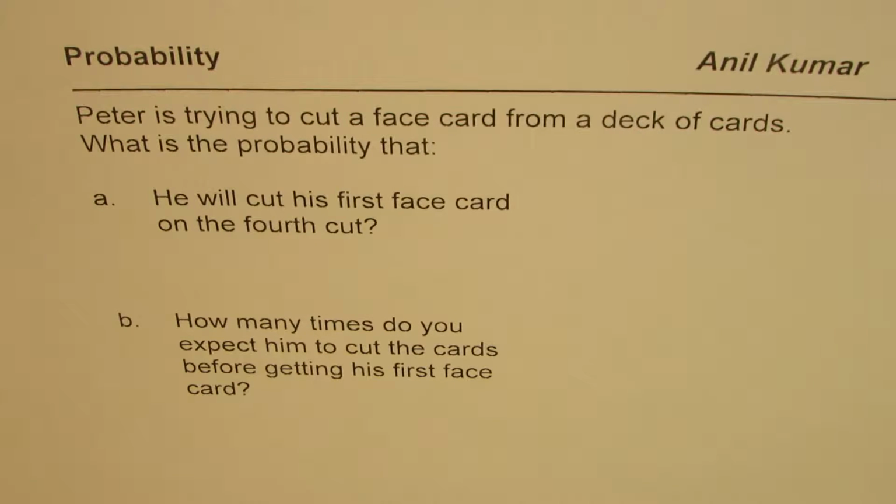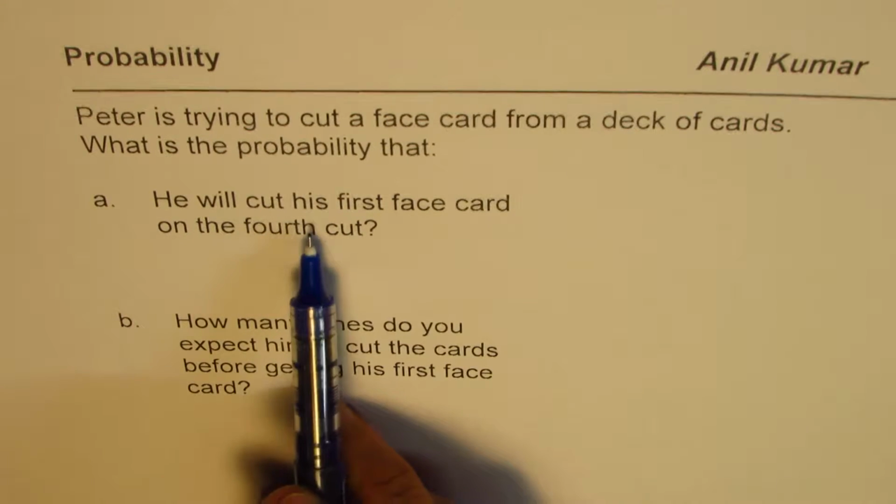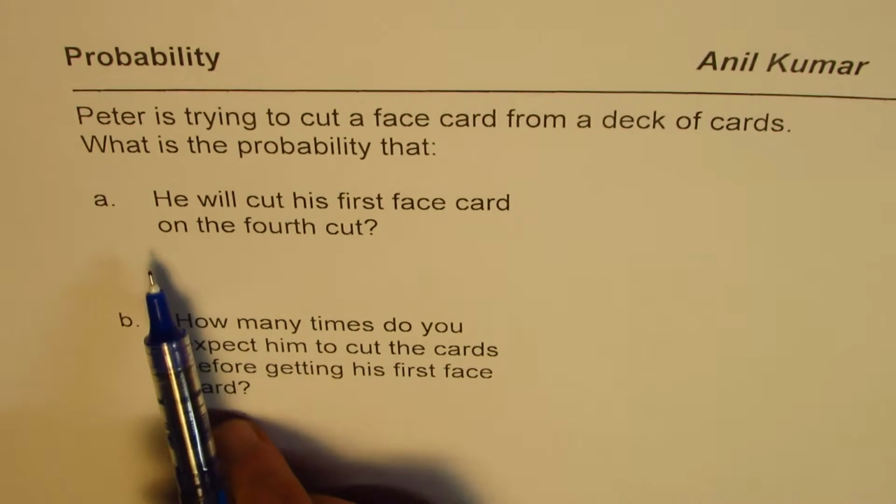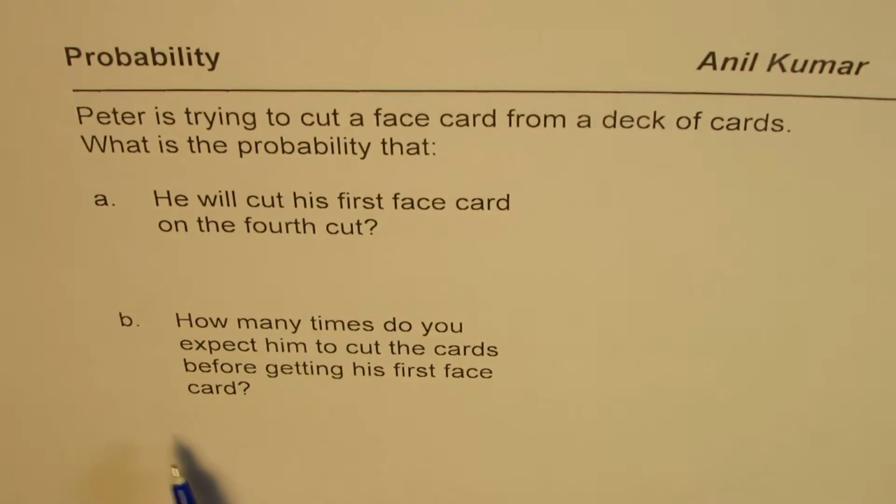The question here is, Peter is trying to cut a face card from a deck of cards. What is the probability that he will cut his first face card on the fourth cut? And part B is, how many times do you expect him to cut the cards before getting his first face card? You can pause the video, answer the question, and then look into my suggestions.